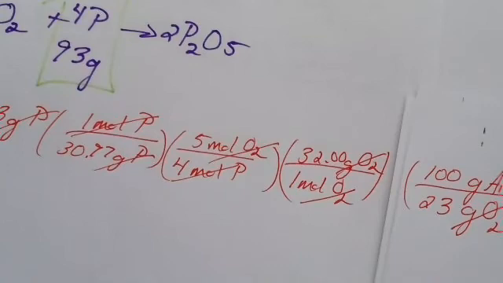Because of the 93 and the 28, we're limited to 2 sig figs. And our answer is 520.